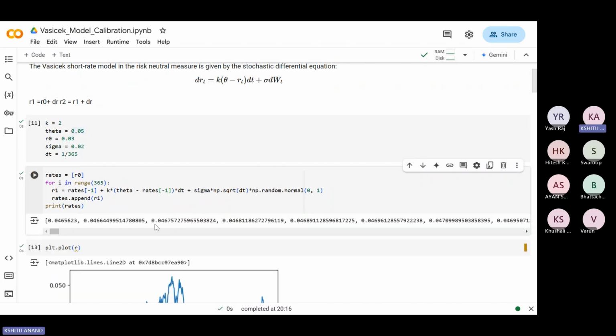Okay, so you get a list, right? This list contains the rates, short rate R, right? So basically all the short rates. You see, this is the first short rate. Basically, it starts from 0.046, 5623. This is the short rate on the first day, and so on, right? Any issue?